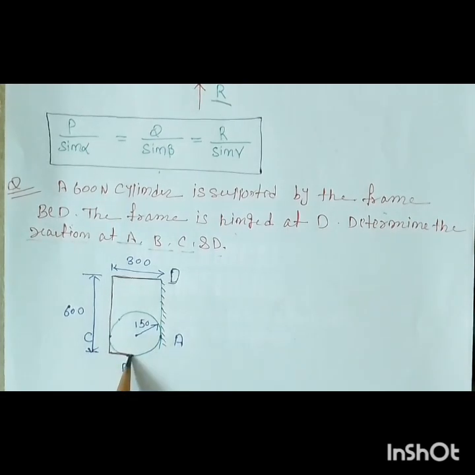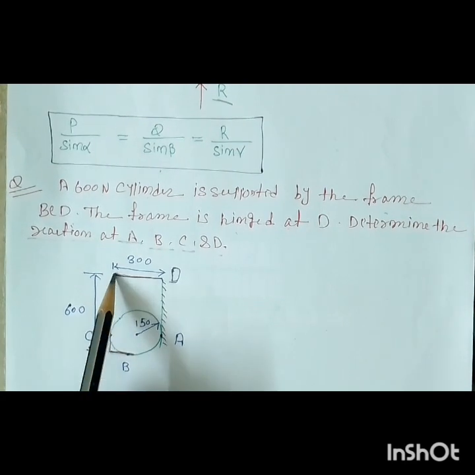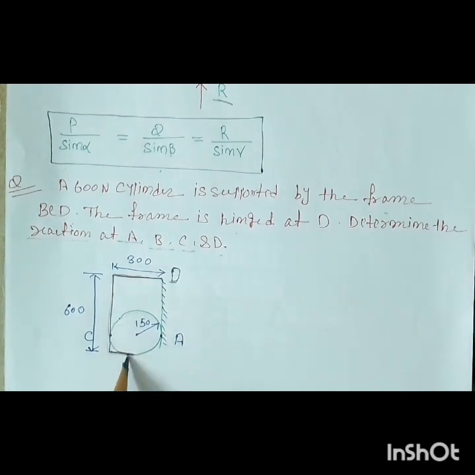You have this BCD frame, you can see how I'm showing it with the pencil. So this is the frame, and this is your cylinder. Now the contact point is what?